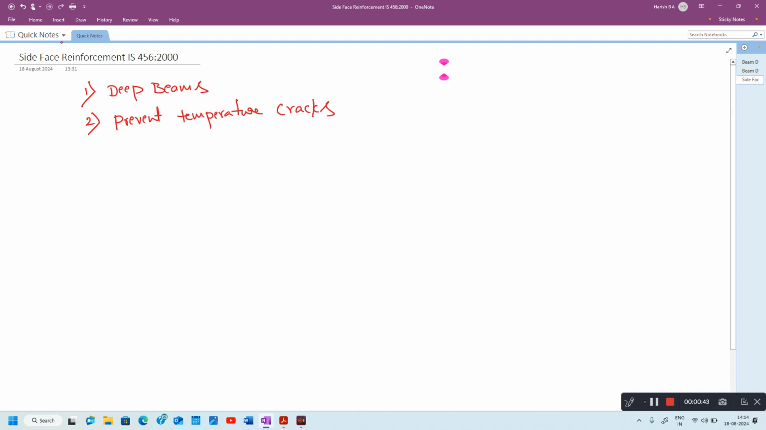Side-wise reinforcement has no specific force criteria. It is not connected to your bending moment or shear force. So you can say like this: no specific force criteria.